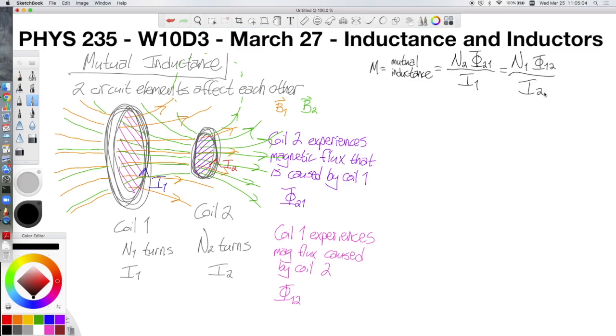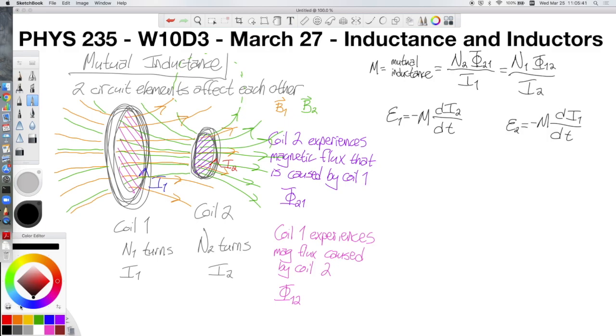The induced EMF in each of these coils: the induced EMF in coil 1 is negative M times the time derivative of the current in coil 2. Remember, it's I2 that's causing the EMF in coil 1. And vice versa, causing the EMF in coil 2 is the current in coil 1. And as always, if you just want an average EMF, you can replace the d's with deltas in these formulas.